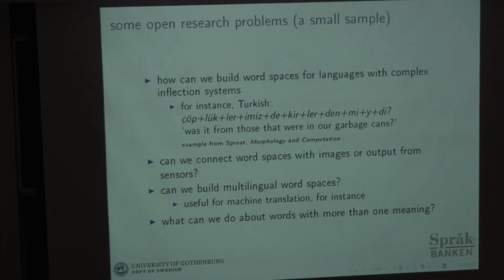So for instance, what if we are interested in Turkish? The words are very complex. They consist of many small parts, so we get huge words. And also if we look at the vocabulary of possible words, it will be huge. So here is one word, for instance, that means, was it from those that were in our garbage cans? So a single word that means that. So if we try to build word spaces like I described, it will not work very well.